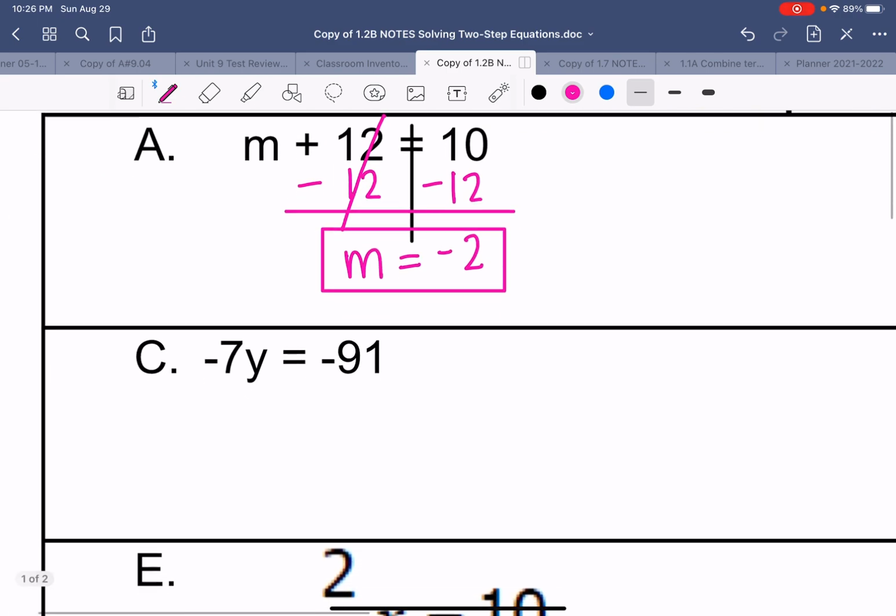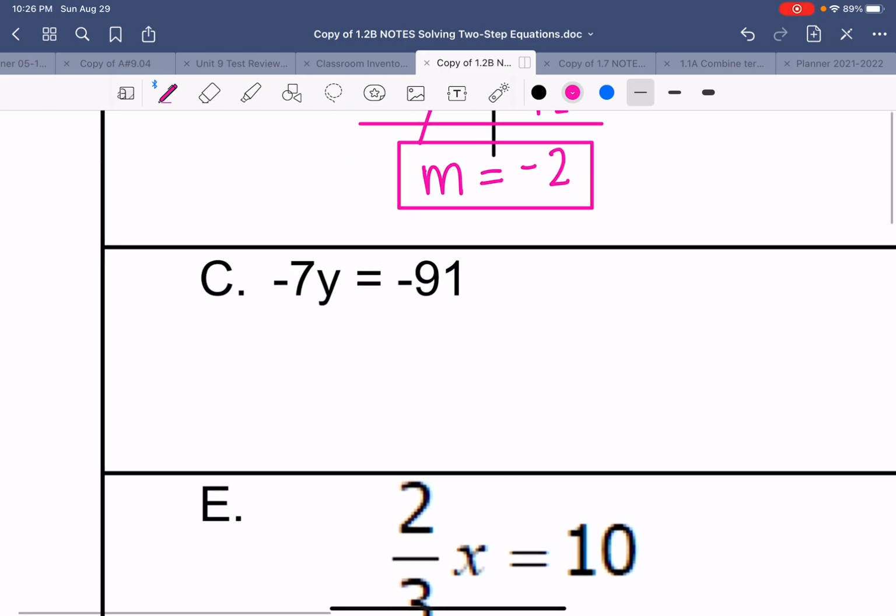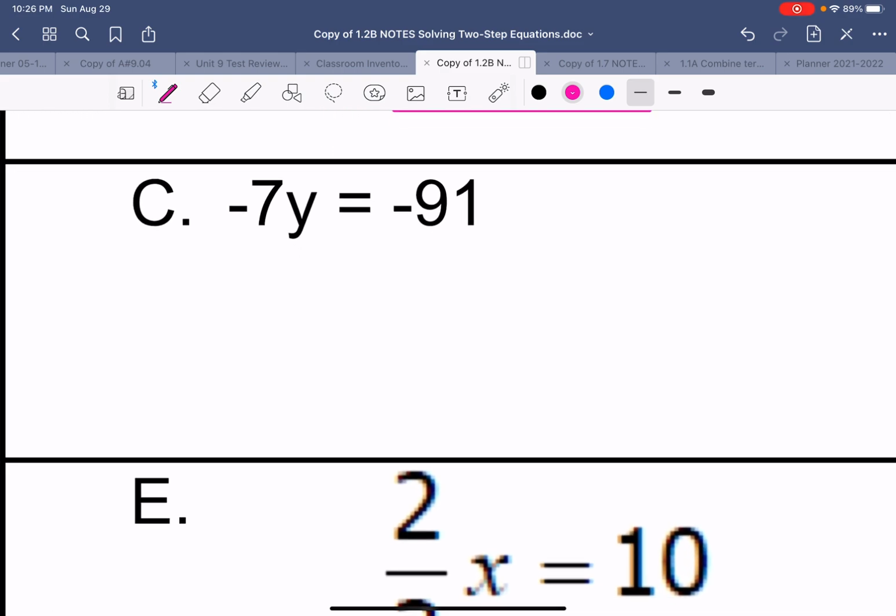So I'm just going to do a few that look kind of tricky. This one you'll see a lot on C. It says negative 7y equals 91. And the thing I'm drawing right now is your railroad tracks, because that's what y'all have been taught in the past, so I want to make sure we're staying consistent. So negative 7y equals negative 91.